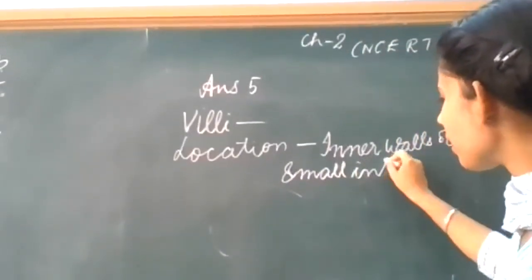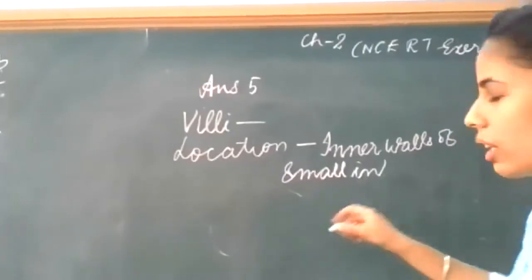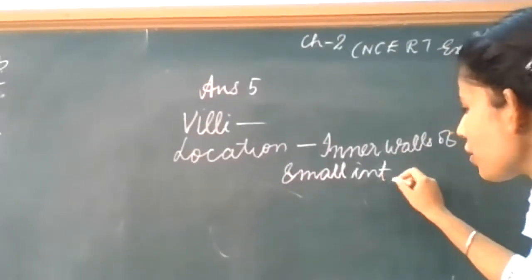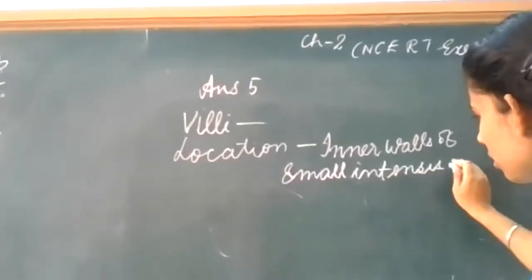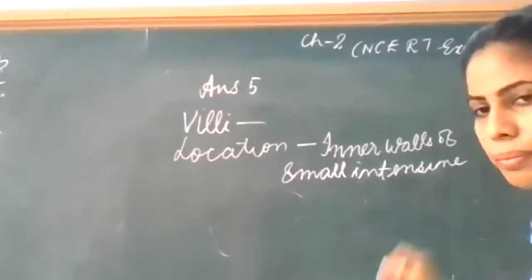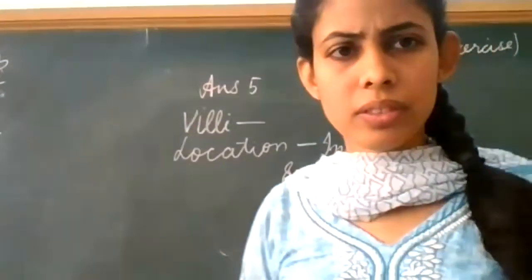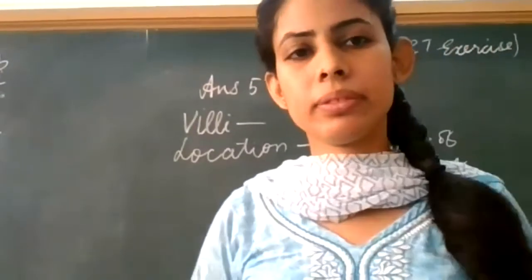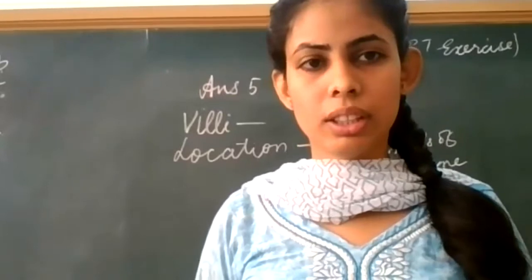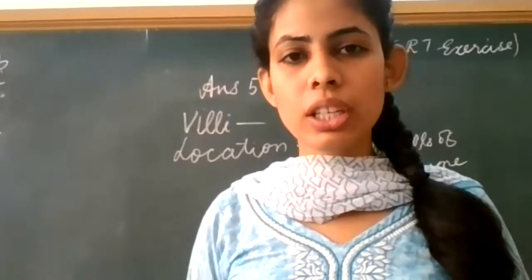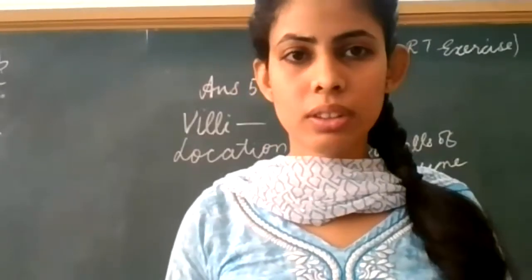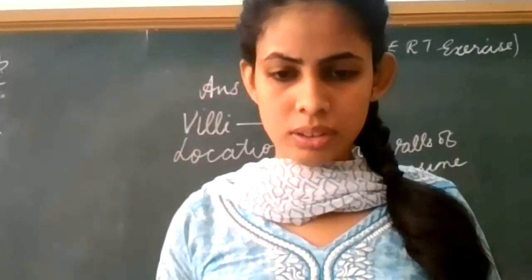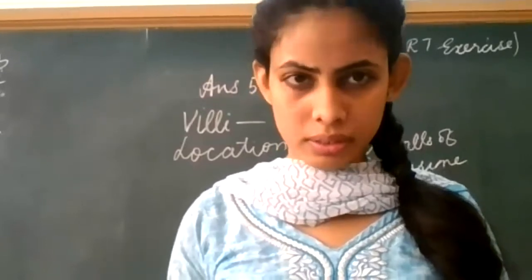And what is its function? The villi increase the surface area for the absorption of food and make the outgrowth of fingers in the small intestine. Villi increase the surface area for the absorption of. So what is the function? Yes, Dhruv. Ma'am, it increases the surface area for absorption of food.